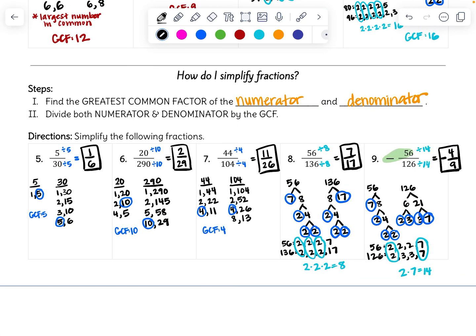So in today's assignment, you will be finding the greatest common factor and simplifying fractions.